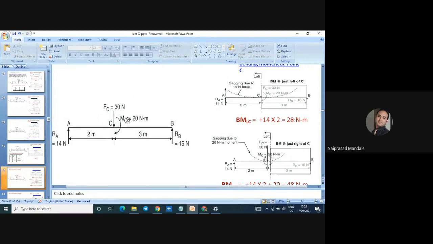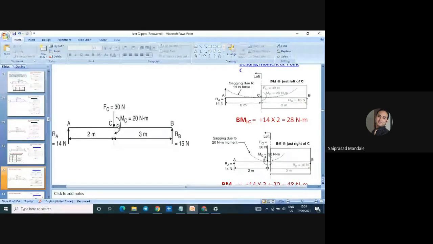If there is a moment acting at any point on the beam, in that case we have to calculate the moment on either side of that point. That is, left of point C and right of point C, just like the shear force calculation.